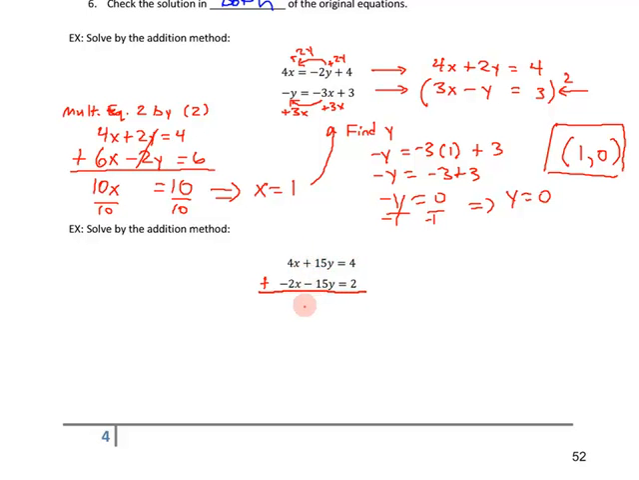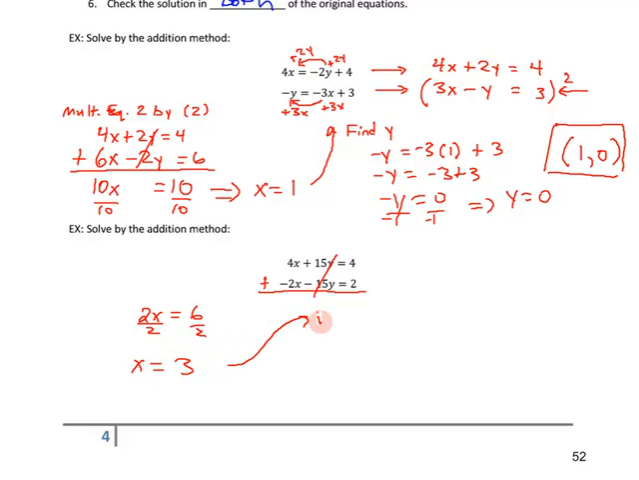I'll add both of these equations together. Those cancel out. I'll have 4x minus 2x gives me 2x. And that equals 4 plus 2, which is 6. Dividing both sides by 2 gives me x is equal to 3.